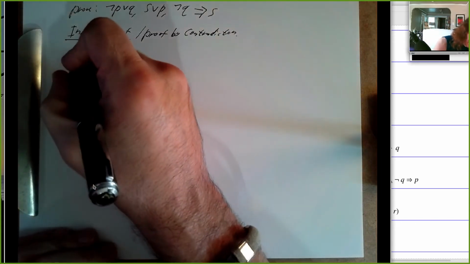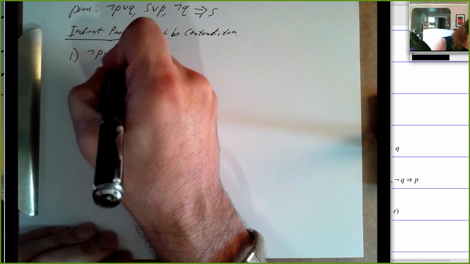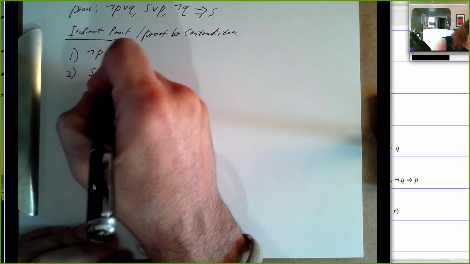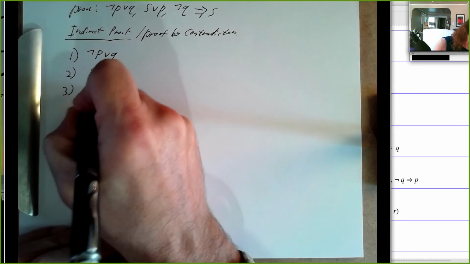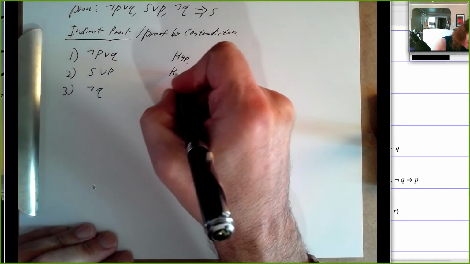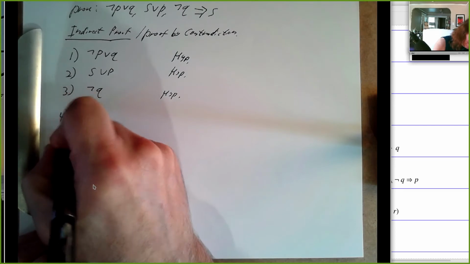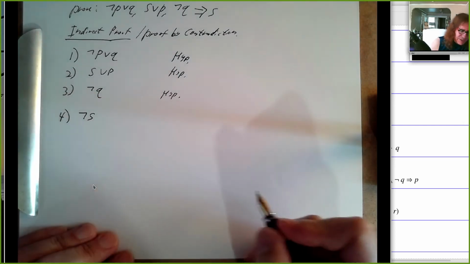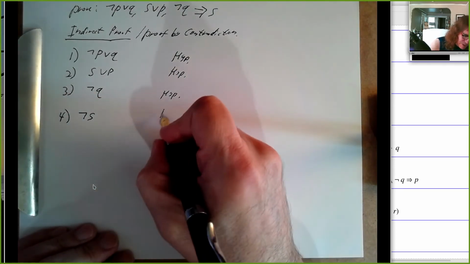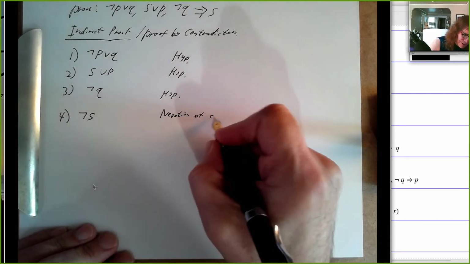So let's see what this looks like. Let's write down what we are assuming is true, not P or Q, S or P, not Q. Those are hypotheses. I'm going to write down not S, and my reason is going to be this is the negation of the conclusion.